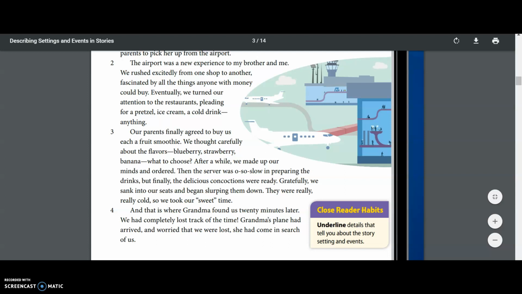If you see on the side, it says close reader habit. This is someone that is really good at reading. As you read the story on your own, you should go through and underline details that tell you more about the story setting and the event.